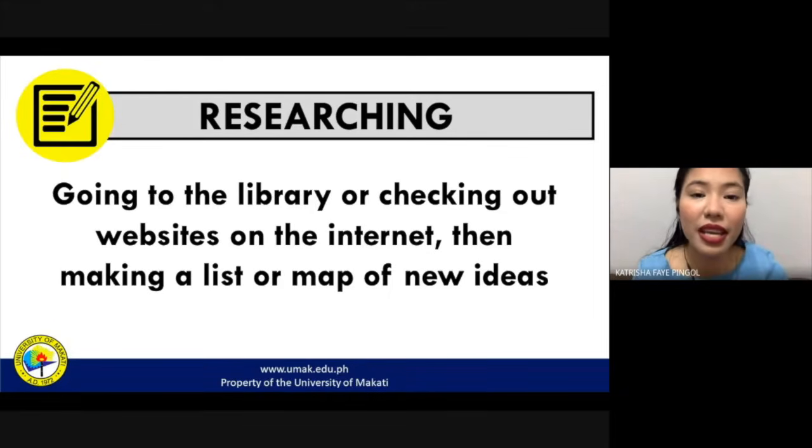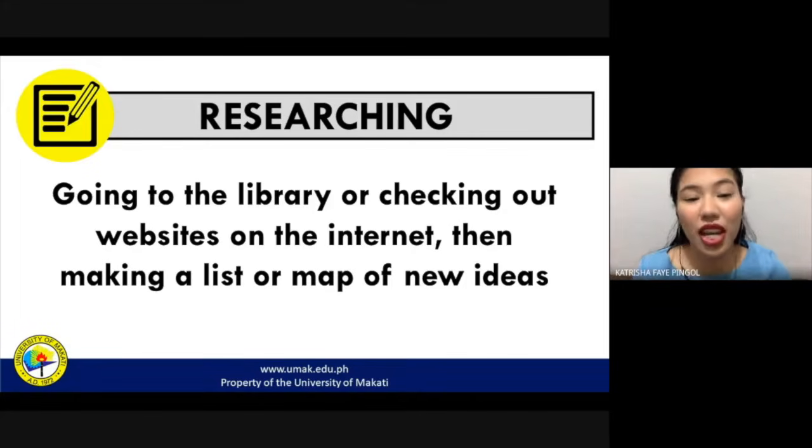Okay, the last one for brainstorming is what we often do as students, as teachers, okay, as part of the academy, we often do this one. Okay, and it's called obviously researching. So when we say researching, in terms of brainstorming, researching is simply defined as going to the library or even checking out websites, because now we cannot go to the library. We have to utilize the internet to collect information or to gather data.